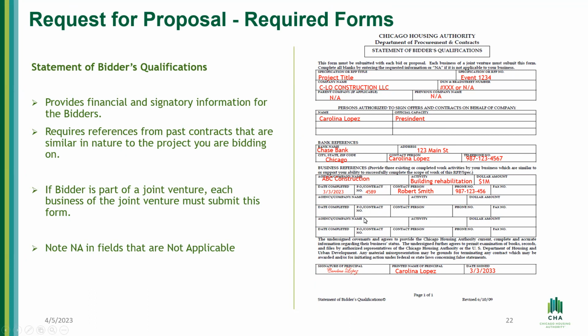This is the part where you will need to enter the business references. As you can see in this example, ABC Constructions: what activity were you performing for that specific company? What was the dollar amount? Date completed, the contract number, contact person, and the phone number. If you have more, just add those references in this line. If you need extra fields, you're more than welcome to add extra sheets. And of course, don't forget to have it signed by the owner or the principal, print your name, and date it.